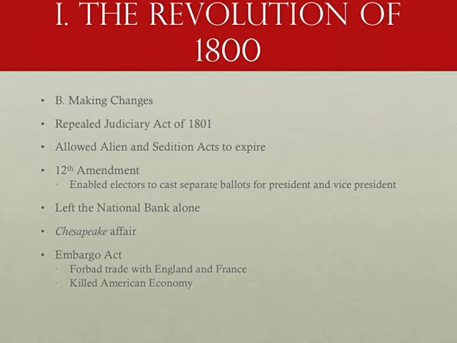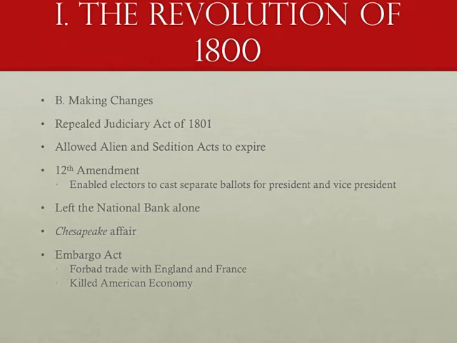So then we get to the Chesapeake Affair. The Chesapeake Affair is a situation that happened in 1807 where an American ship was fired on by a British ship. And so now Jefferson doesn't really know what to do.